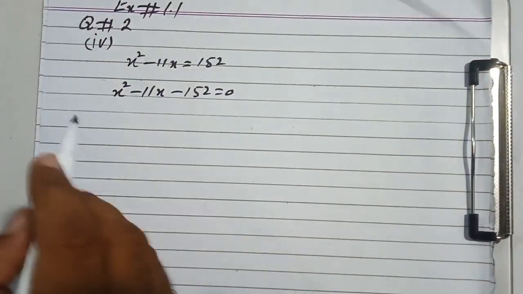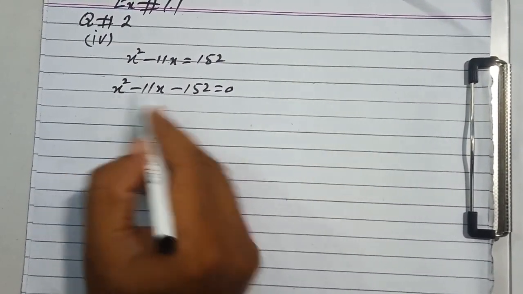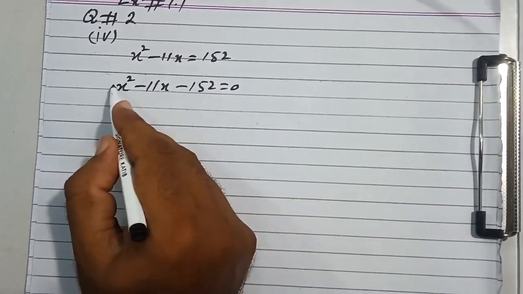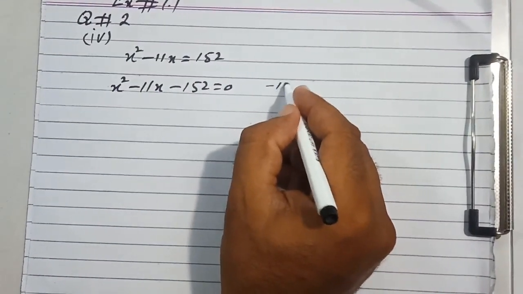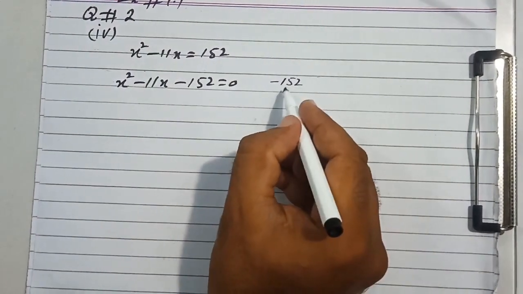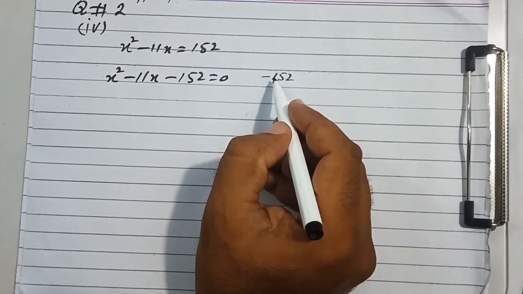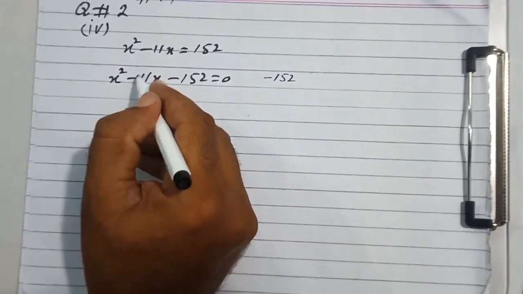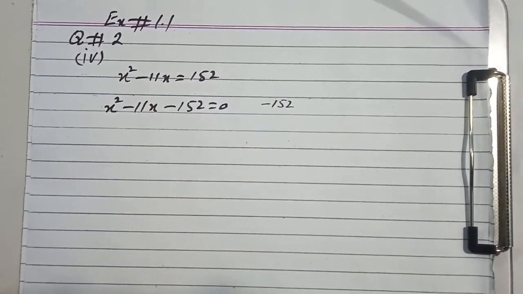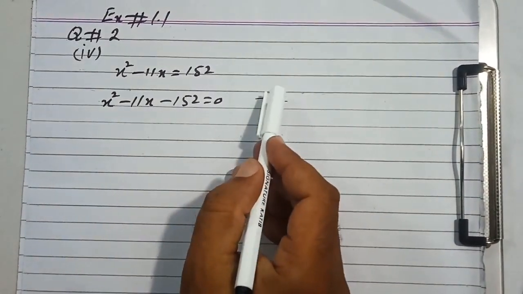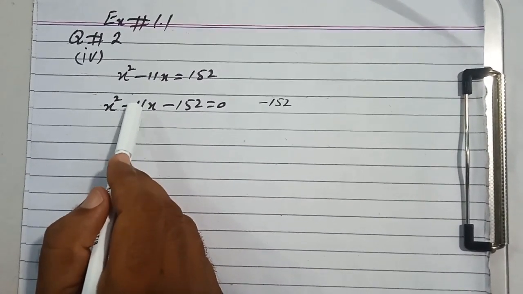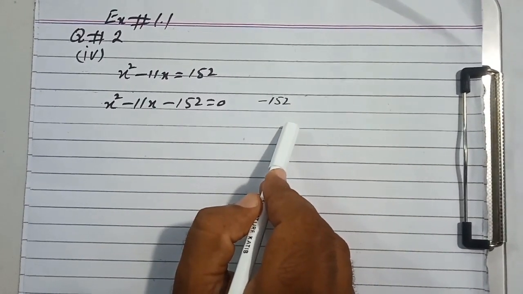Now students, multiply the coefficient of the square term and the real number, that is minus 152. When minus 152 is multiplied with 1, we will get minus 152, and it is written in the working part. So break this 152 into 2 factors such that the product must be equal to minus 152 and the sum must be equal to minus 11. Here I want to tell you one thing that I have not explained in question number 1. If our product is negative, then one of the factors must be negative, and the sign that is in the middle must be put with the greater part of the factors.